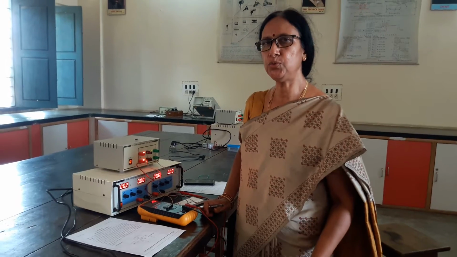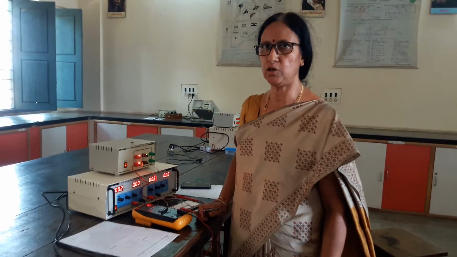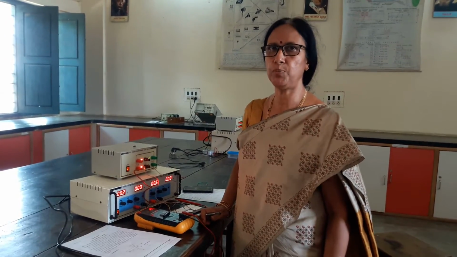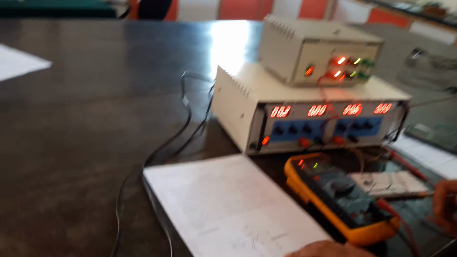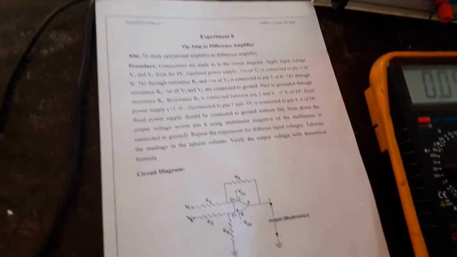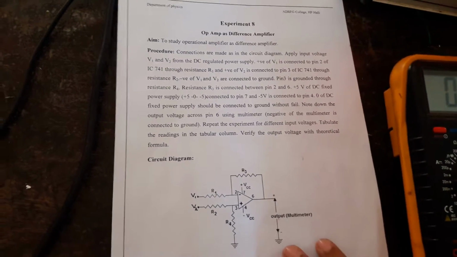Today I will demonstrate the experiment op-amp as difference amplifier. That is, if we give two or more inputs to the op-amp, the output of the op-amp will be the difference of the inputs. The circuit diagram is as shown in the diagram. So this is the circuit diagram.